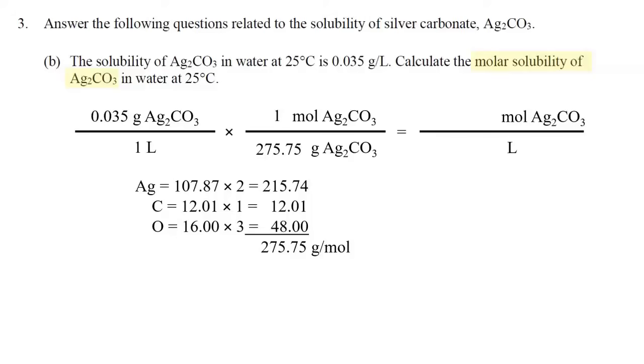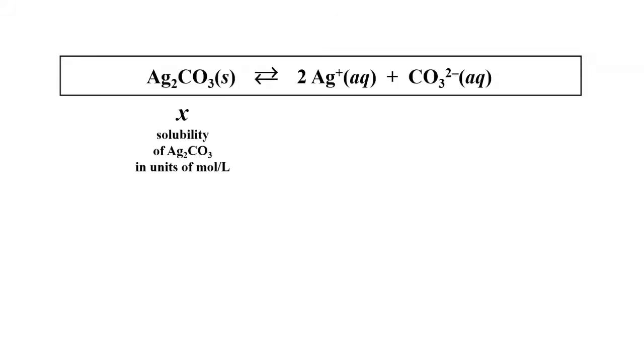When you pick up your calculator and you do 0.035 divided by the molar mass of 275.75, you get 1.269 times 10 to the -4 moles of silver carbonate per liter. Let's round that off to 2 significant figures. So 1.3 times 10 to the -4 moles per liter. That is the molar solubility of silver carbonate. Now with respect to the X and the 2X, let's talk about that. So X would represent the solubility of the entire compound in units of moles per liter.